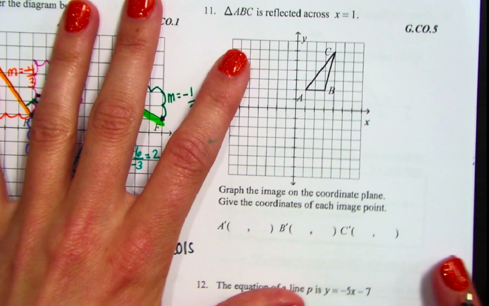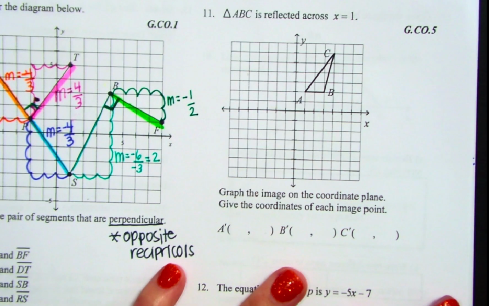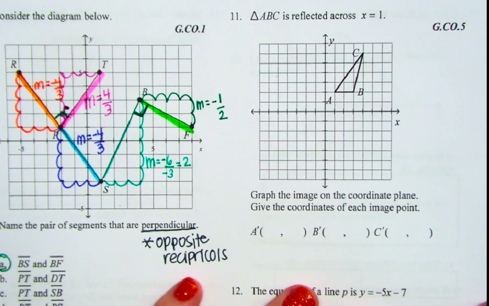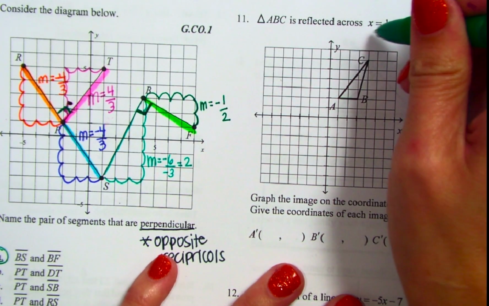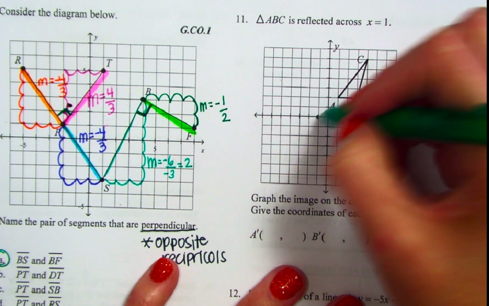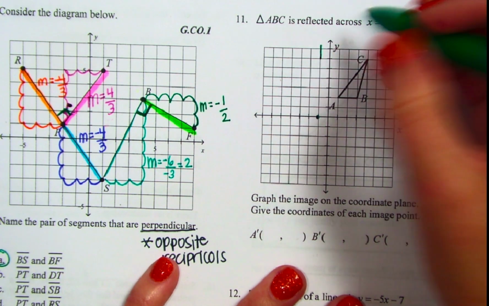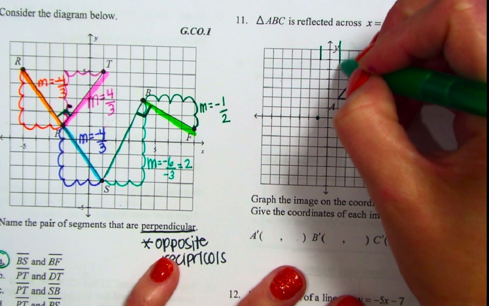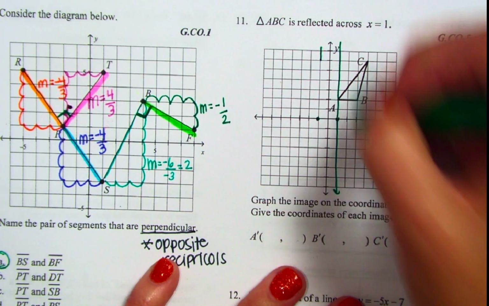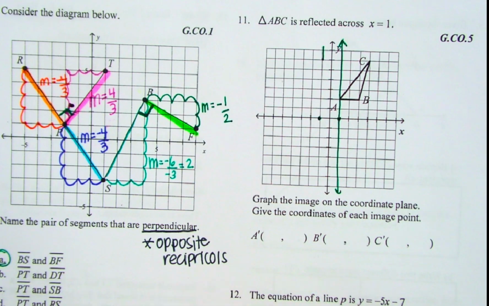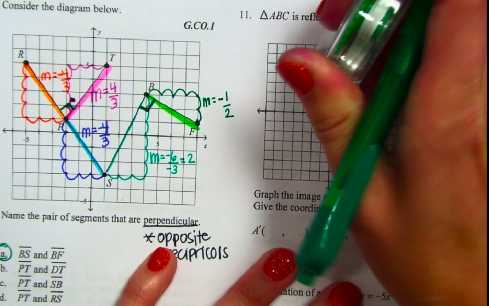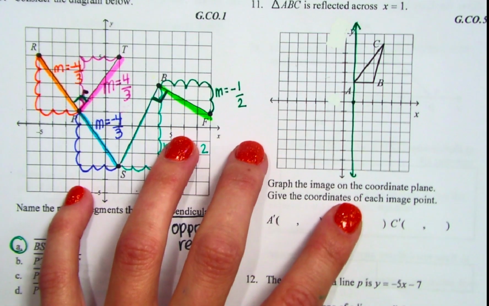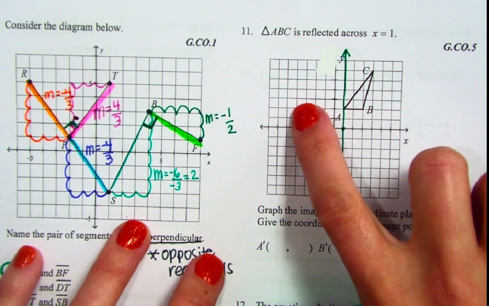Number 11, we're going to reflect triangle ABC across x equals 1. So I'm going to start by drawing that line of reflection, x equals 1, a vertical line. Oh, I almost drew it at -1. Sorry, guys. X equals 1 would be right here, that vertical line. So I am going to go ahead and reflect this across x equals 1.